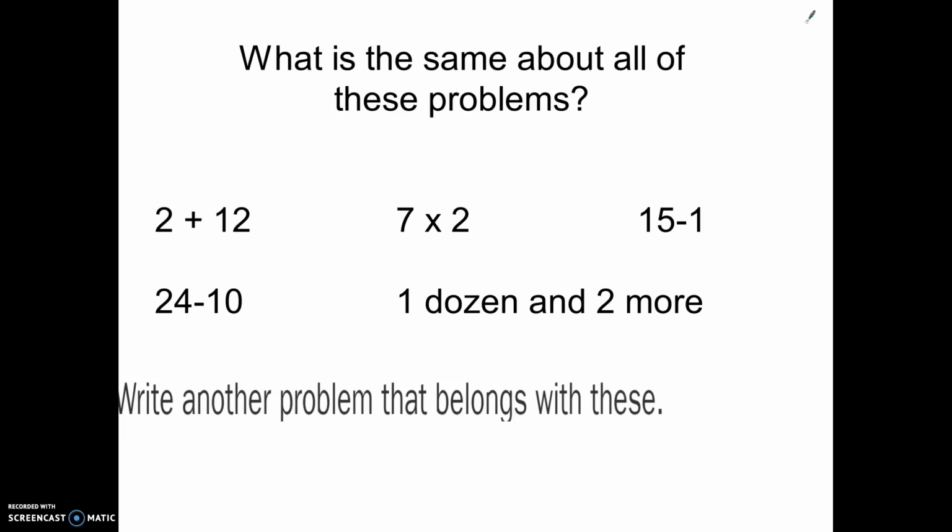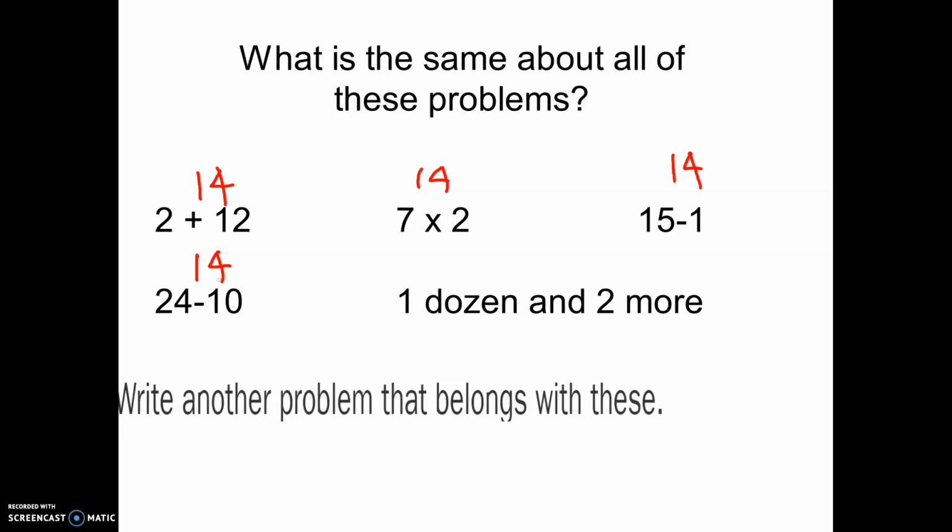Well, one thing that will help you to determine what's the same is just maybe solving them and writing the answer on your whiteboard. So 2 plus 12, well, that's 14. 7 times 2, 7 groups of 2, well, that's 14. 15 minus 1, well, I know that's 14. 24 minus 10, well, I know that's 14. 1 dozen plus 2 more. What's 1 dozen? What is 1 dozen?